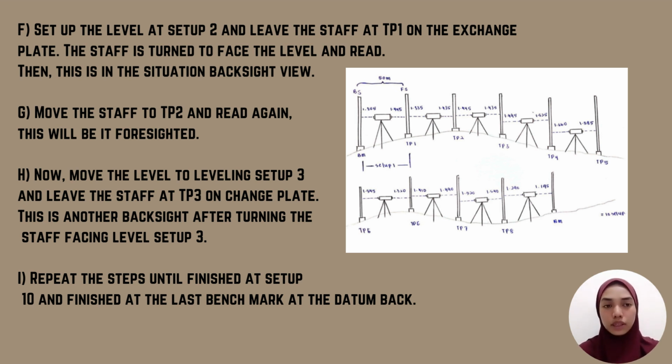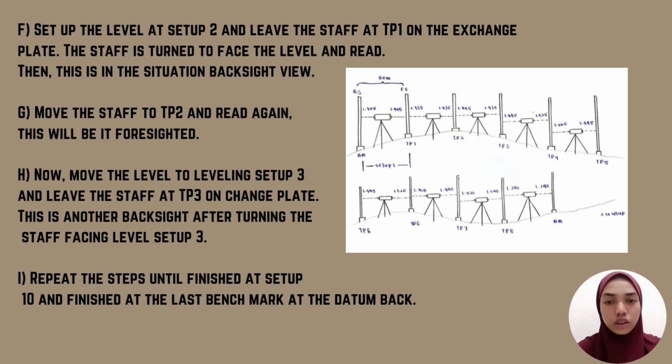After that, we set up the level at setup 2 and leave the staff at TP1 on the exchange plate. The staff is turned to face the level and we read. This will be the backside view. After we take a front side, we take a backside data. And then we move the staff to TP2 and read the data again, and this will be the front side.